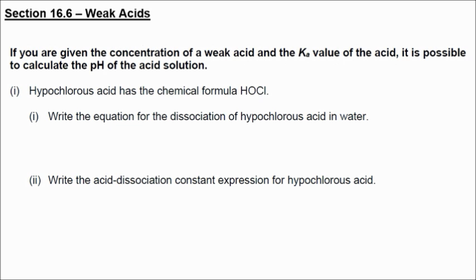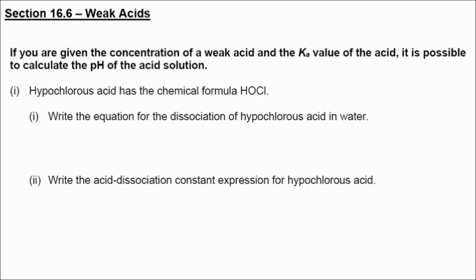Now, we've already calculated the Ka if we were given the concentration of the weak acid and the pH. What if instead we're given the concentration of a weak acid and its Ka value? Can we calculate the pH of the solution? Yes, let's go ahead and do that now.